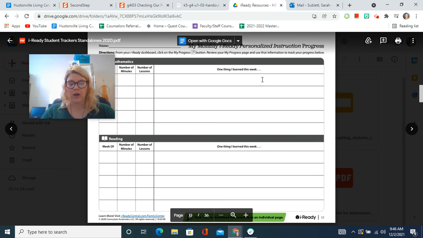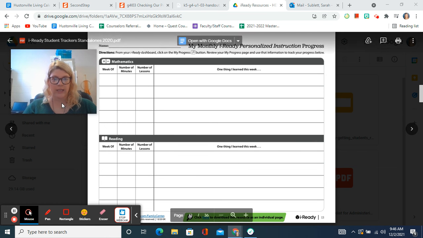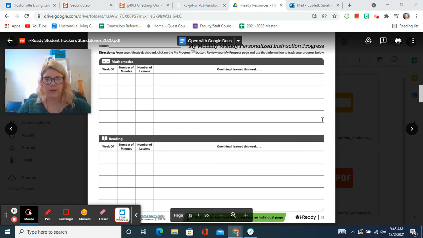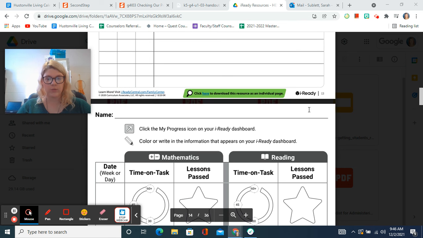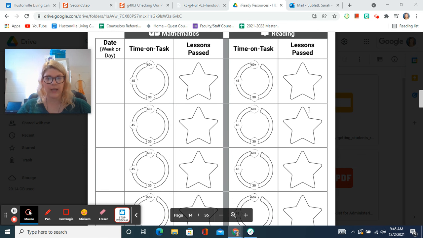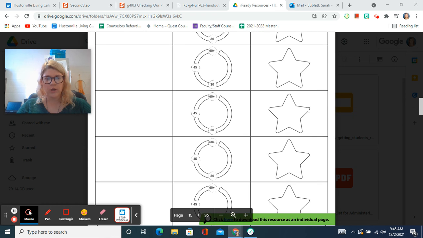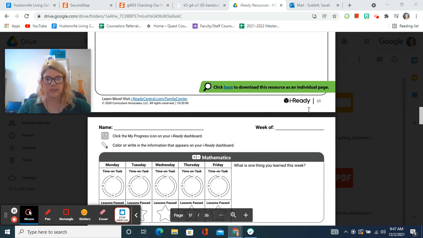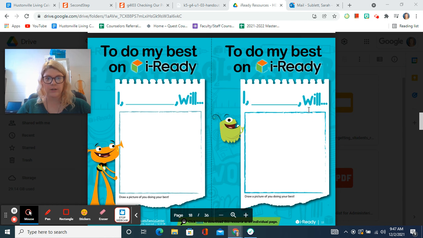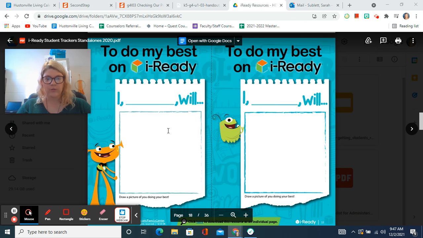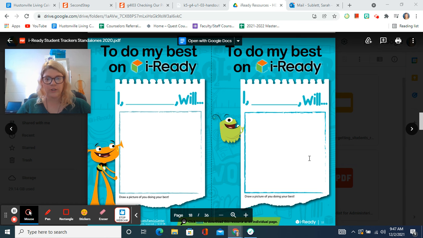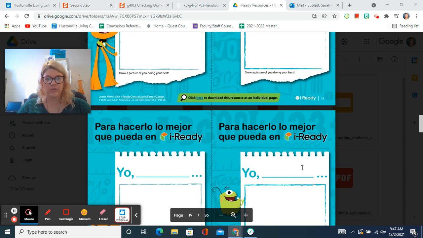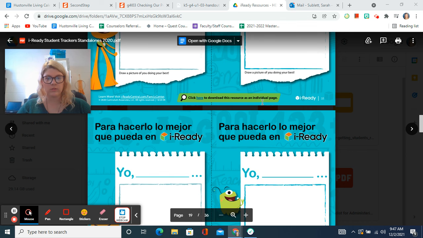But iReady also has some tracking progress papers, and you all might have seen some of these. There's a whole bunch of them. I'm sure your teachers have given you some of these to fill out. I don't know which one fourth grade uses, but there's a lot of good ones in here. To do my best on iReady, I will, and then you draw a picture of what you're going to do. So those are ways to make goals.